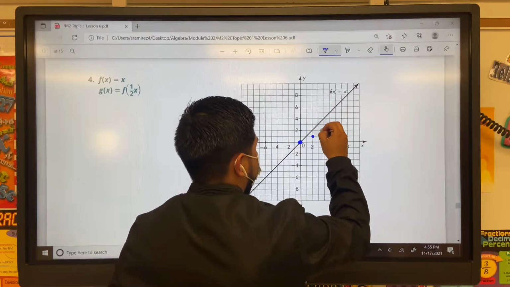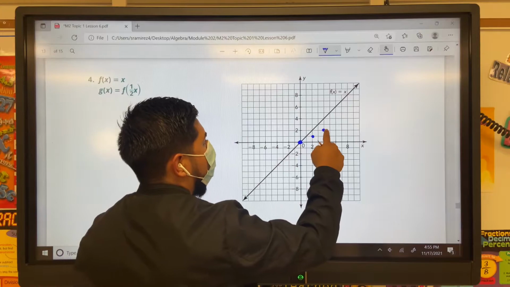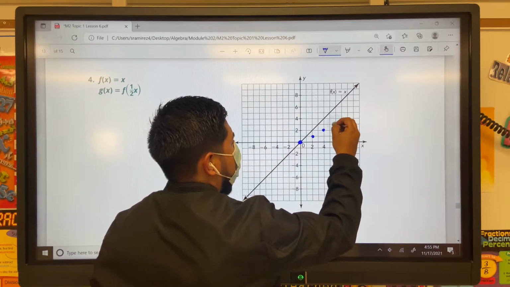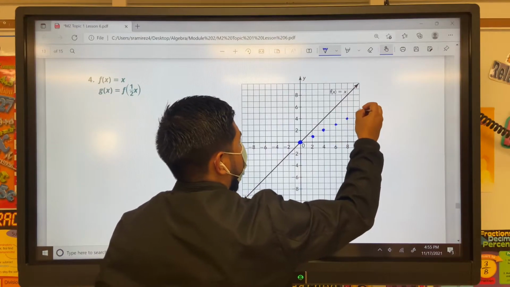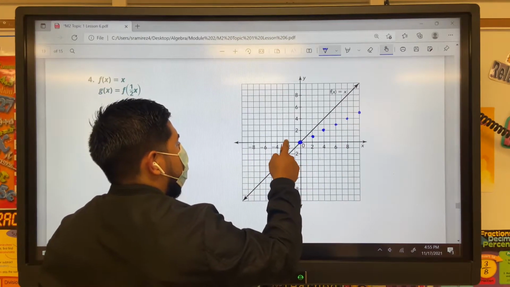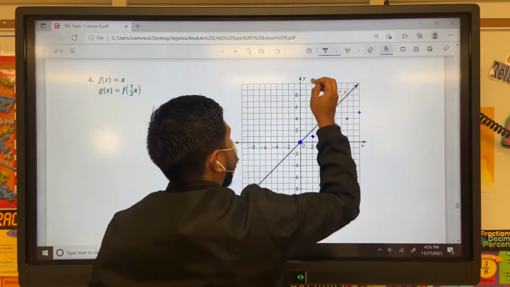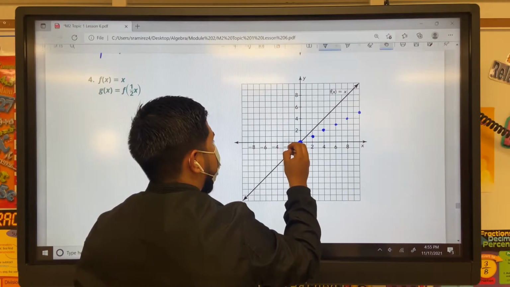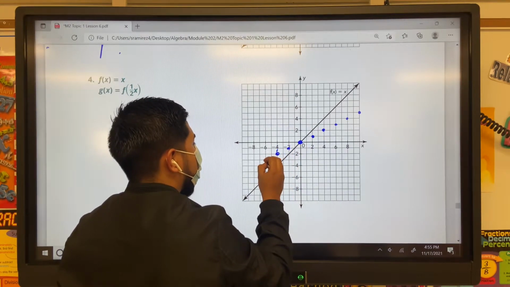4, 2. We can see it went 1 up, 2 over, 1 up, 2 over, 1 up, 2 over, 1 up, 2 over, 1 up, 2 over. Love it. I can keep going down this way. 2 over, 1 down. Making our same stair steps.